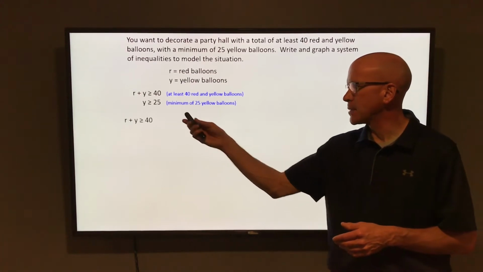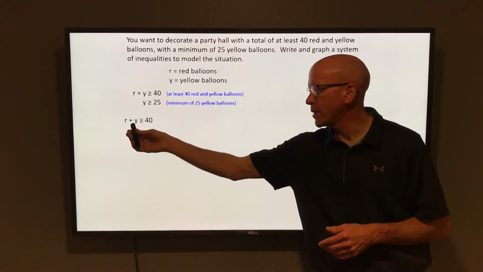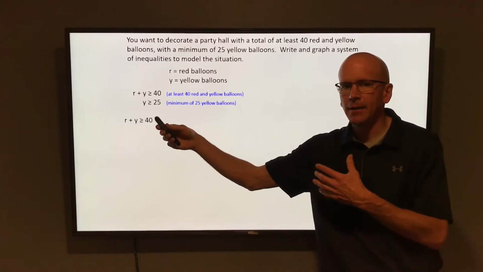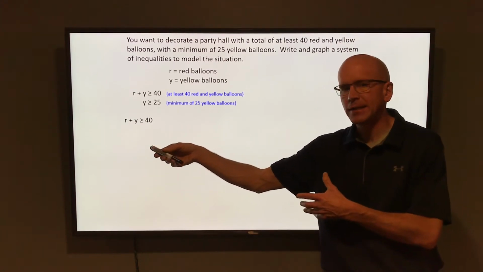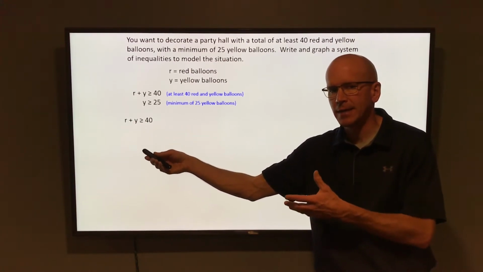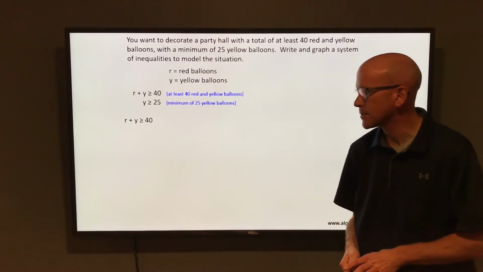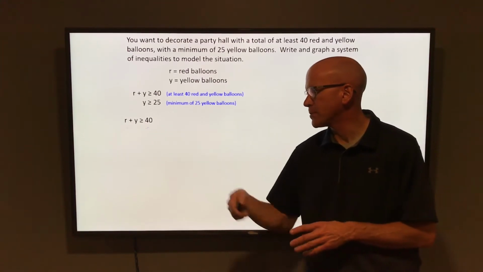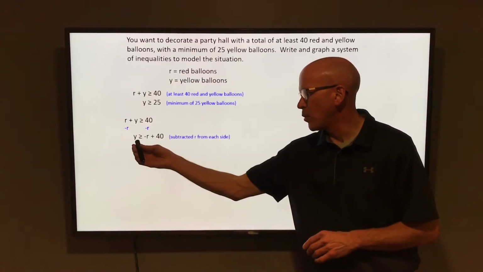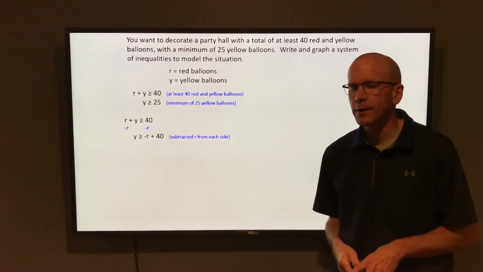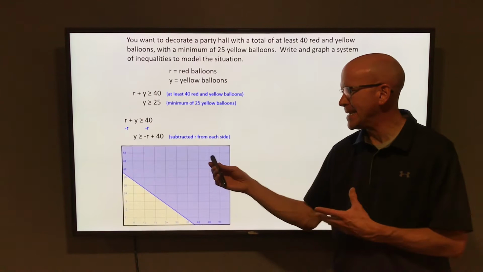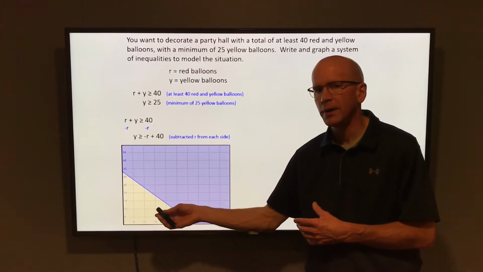So take that first inequality, R plus Y is greater than or equal to 40. You're going to graph that just like an X and a Y. We have an R axis and a Y axis instead of an X axis and a Y axis. So we're going to get that in slope-intercept form, subtract R from each side. You have Y is greater than or equal to negative R plus 40. So we're graphing the boundary line Y equals negative R plus 40. Now this coordinate point is in units of 6.